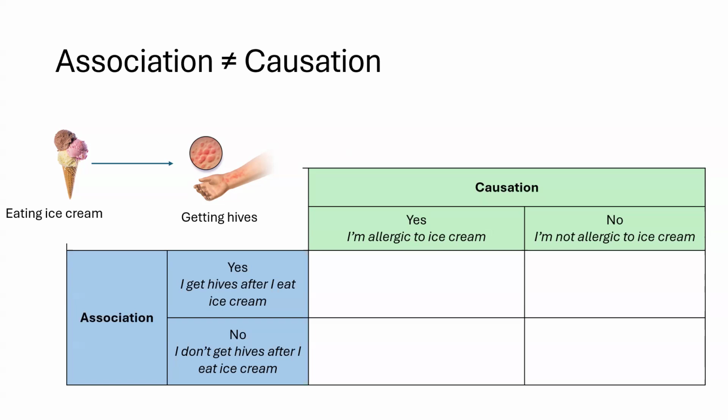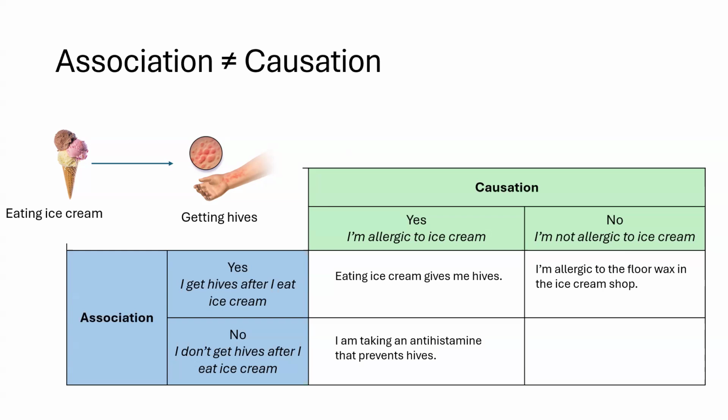So just to illustrate with an example, let's say thinking about the relationship between eating ice cream and subsequently getting hives. So causation would be if I'm allergic to ice cream and I get hives after eating ice cream, then eating ice cream gives me hives. That makes sense. But you could also have causation without correlation. If I'm taking an antihistamine that prevents hives, then I'm still allergic to ice cream, but I don't get hives after eating it.